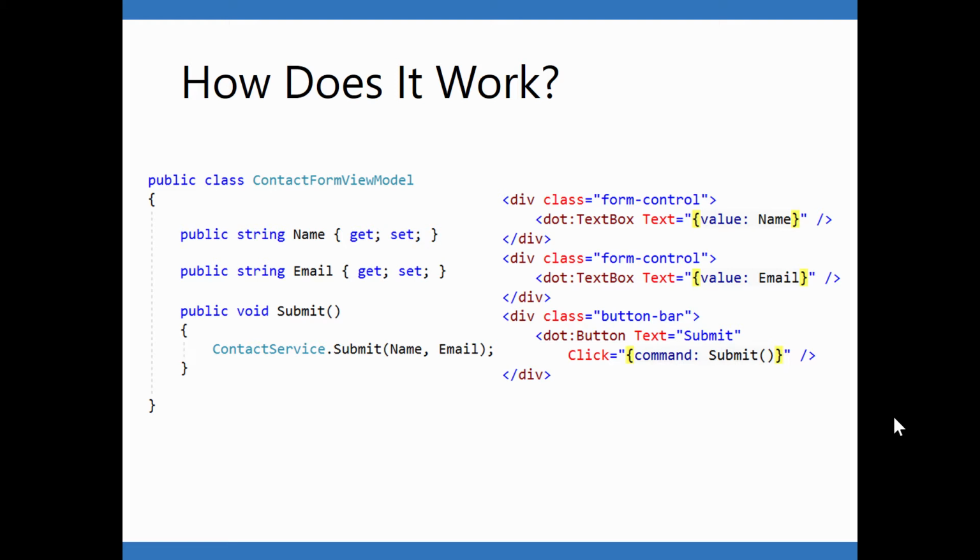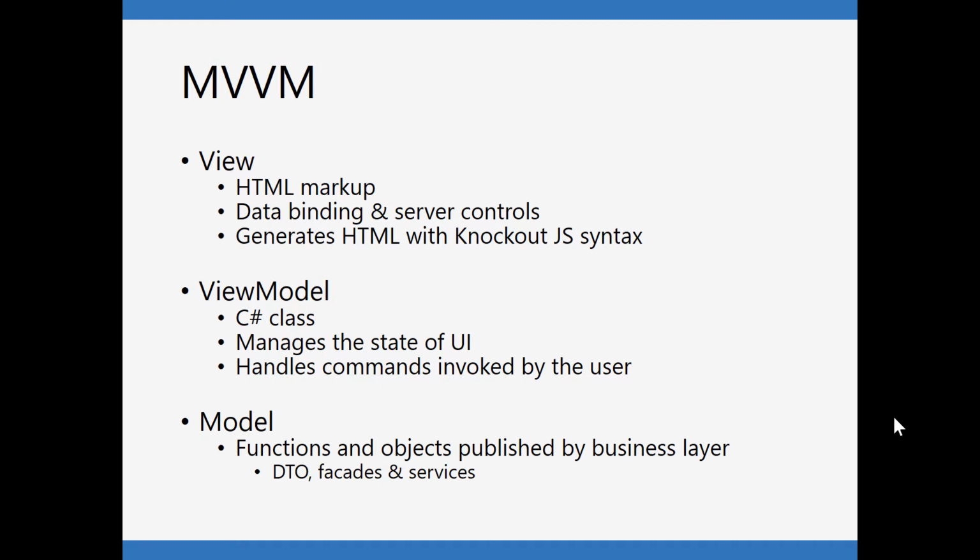Inside the last div, there's a button, so you can use the command binding to call a function in the view model. So that's how the MVVM works. The view is the HTML markup with controls and data binding, and the control with the data binding is translated to pure HTML with Knockout.js data bind syntax. So it generates some pieces of JavaScript code from the data bindings.